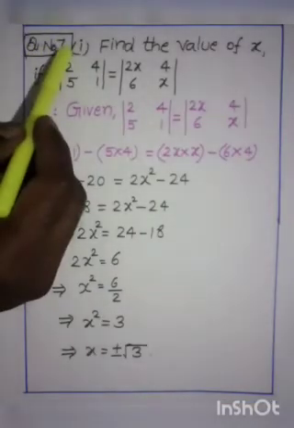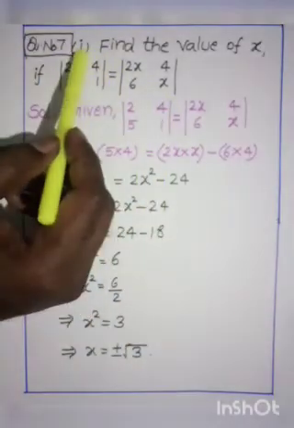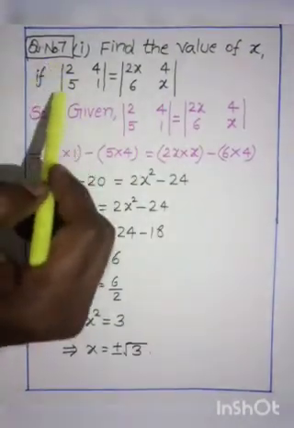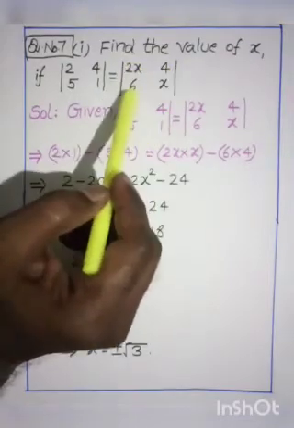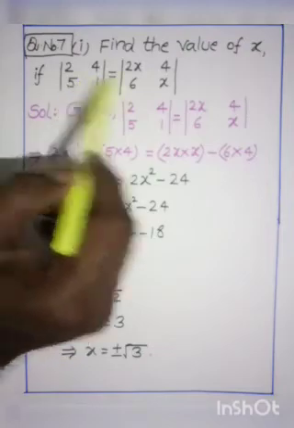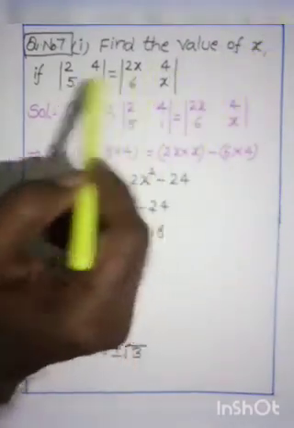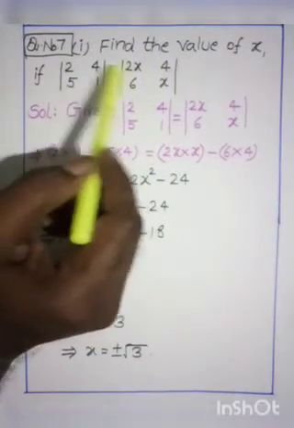Now come to question number 7. There are different parts. The first part of this question: find the value of x if determinant 2, 4, 5, 1 is equal to determinant 2x, 4, 2x, 6x. If these two determinants are equal, we have to find the value of x. Understood this question, my dear children? Right. So let us write this given equation.